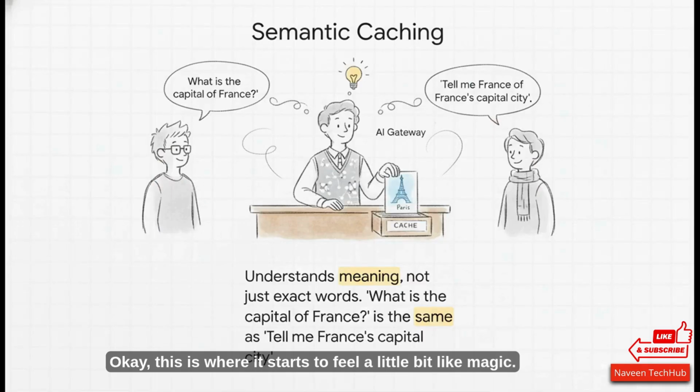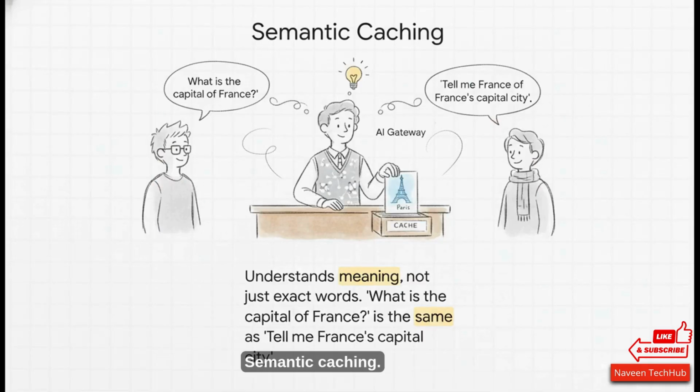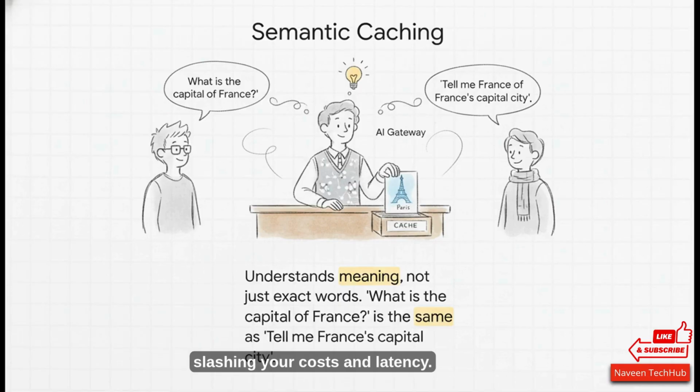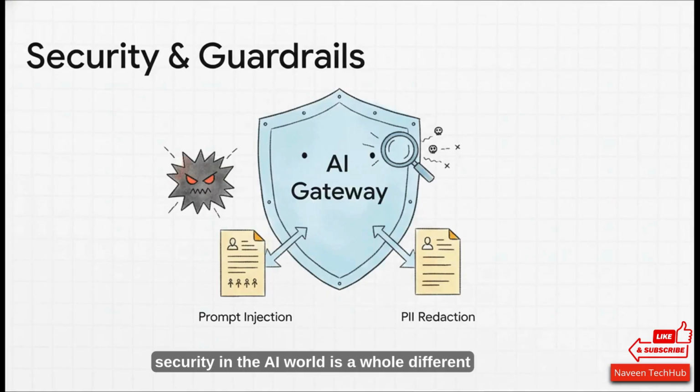Okay, this is where it starts to feel a little bit like magic. Semantic caching. The gateway understands that "what is the capital of France" and "tell me France's capital city" mean the exact same thing. It's not just matching words. It basically turns the question into a meaning fingerprint. And if it finds a similar fingerprint in its cache, bam, it just serves up the answer instantly, slashing your costs and latency.